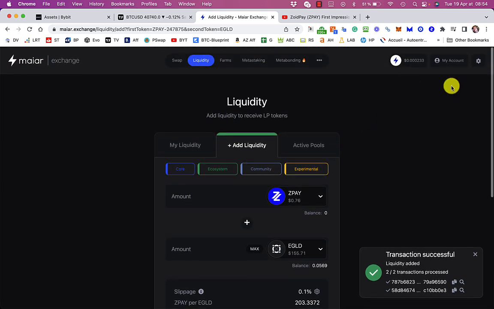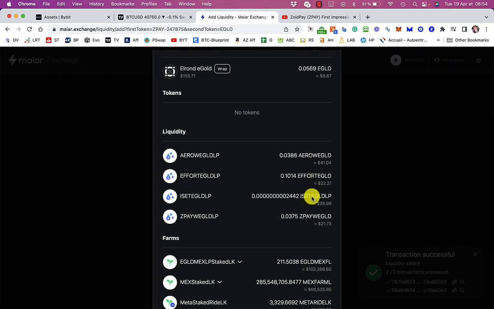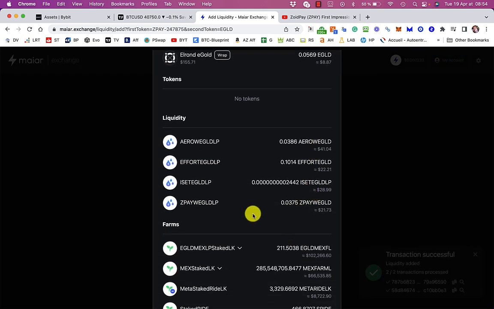Okay, so now if I go to my account, I should see the liquidity here. You can see here, I've got a bit of Aero eGold LP that I made the other day that I can't do anything with. That's just going to sit there and hopefully earn some rewards from the fees. I've got some effort doing the same. I've got some EGLD, and now I've got ZoidPay here.